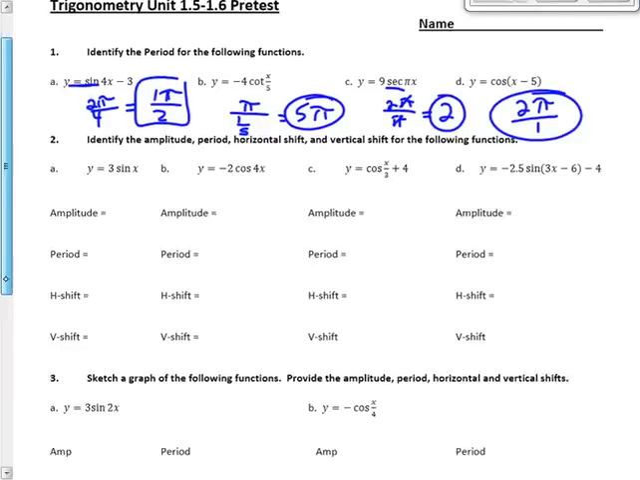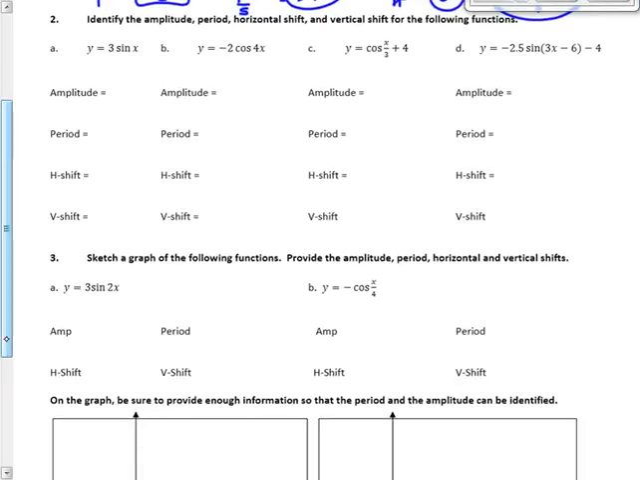Here's the way that this test is going to look. I want you to be able to do each different part of this. So we're going to find the amplitude, period, horizontal shift, and vertical shift. And the first thing we're doing is we're just going to name them. So the amplitude in part A is the number in front here.